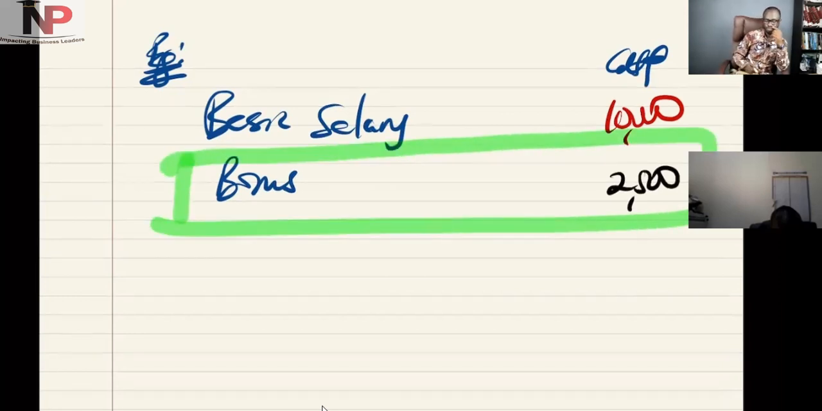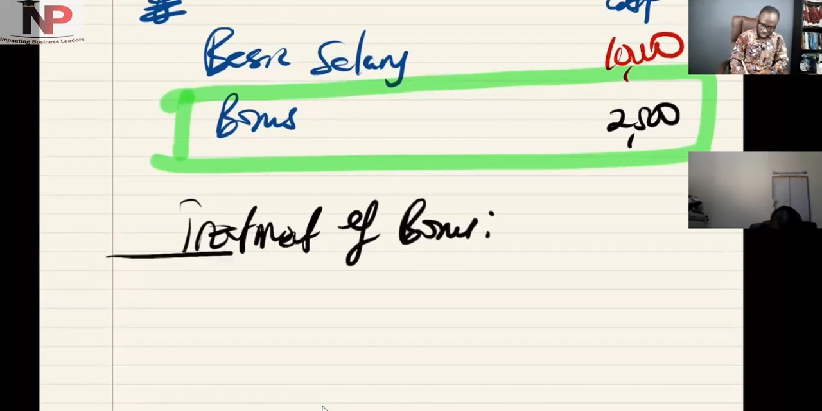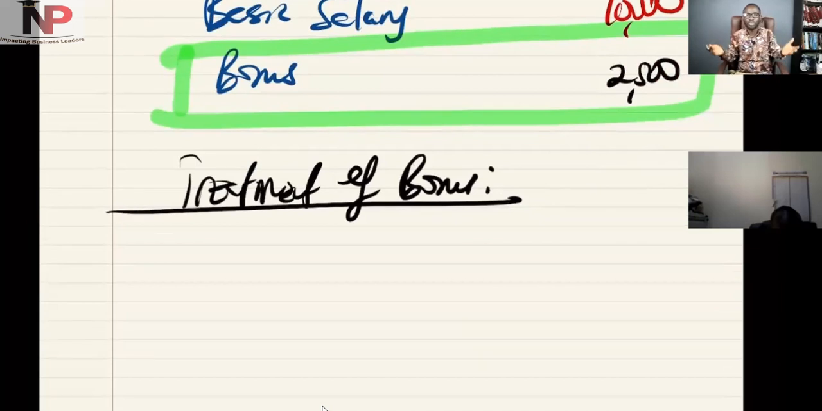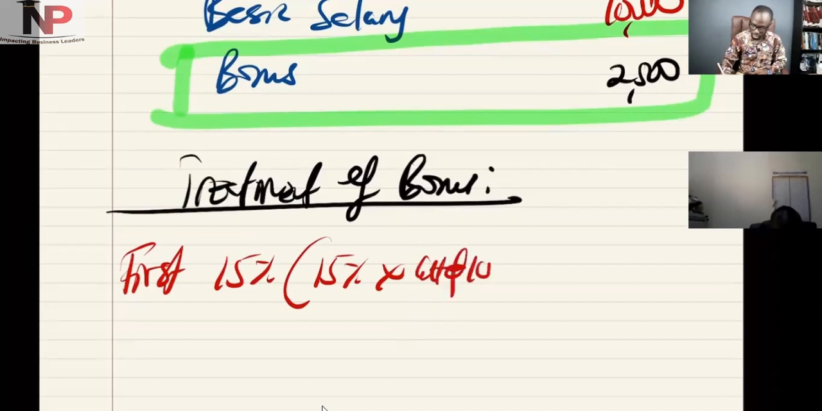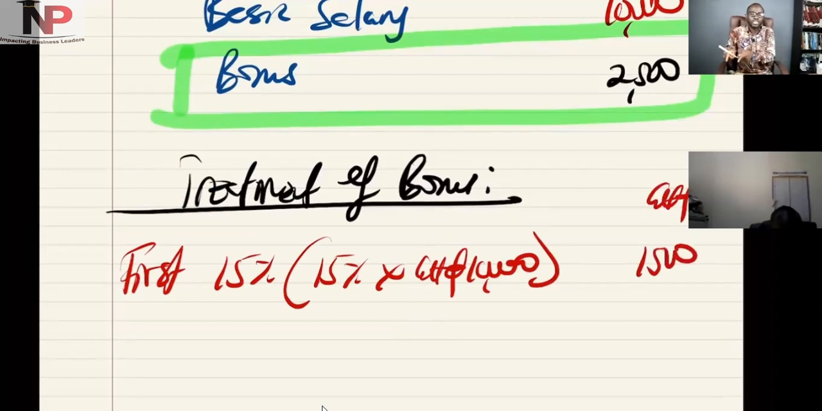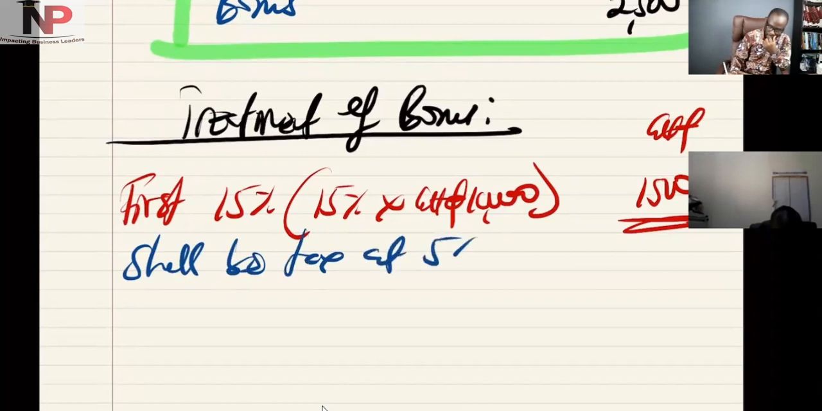Stay with me carefully here. So the first thing you need to ask yourself is, so treatment of bonus. The first thing you need to ask yourself is, okay, what is the 15% of basic salary? So first 15% of the basic salary. 10,000. That's going to be 1,500. So this first 15%, 1,500, shall be taxed at source at a rate of 5%.